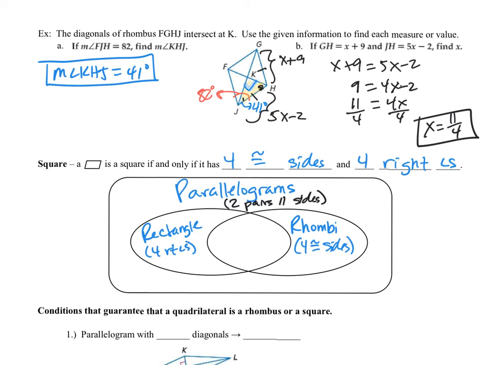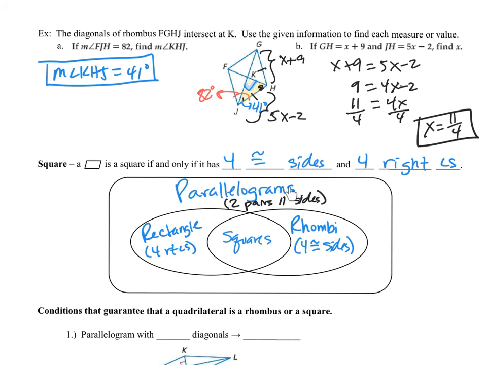Okay, so then if we look at the intersection of those two sets, the set of rectangles and the set of rhombi, in other words, the shapes that are both a rectangle and a rhombus at the same time, that would be the set of squares. Okay, so squares then are a very special parallelogram.